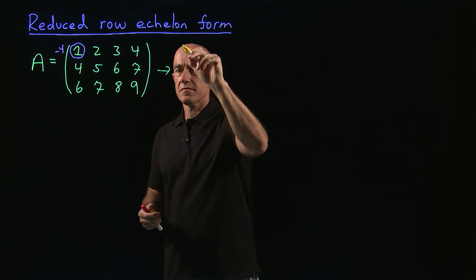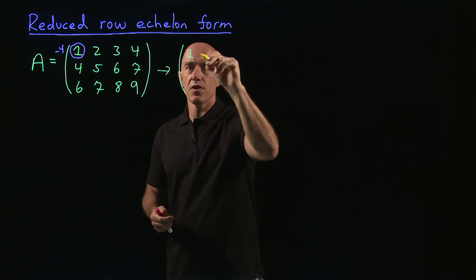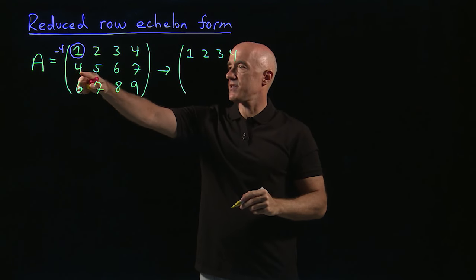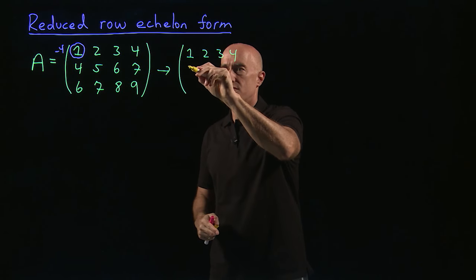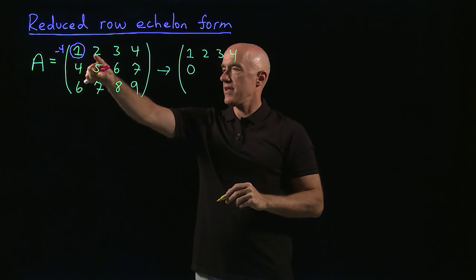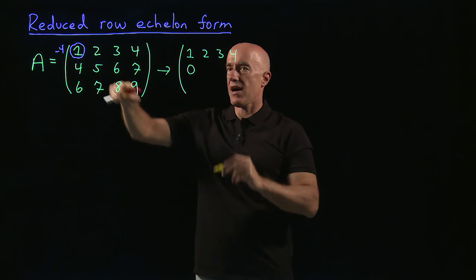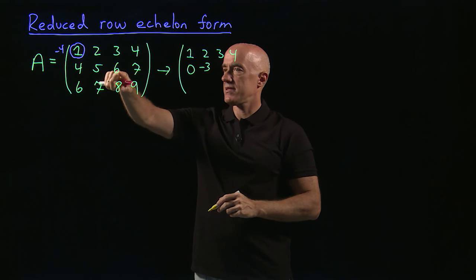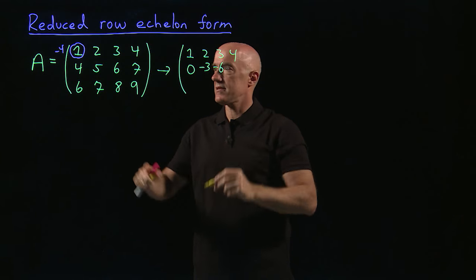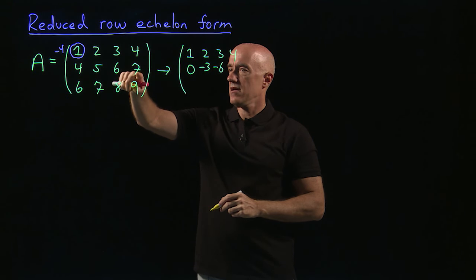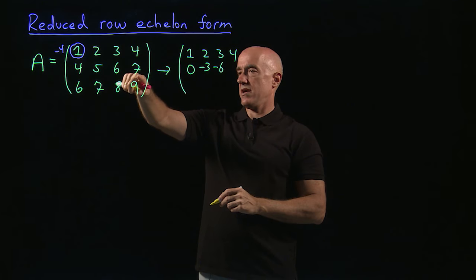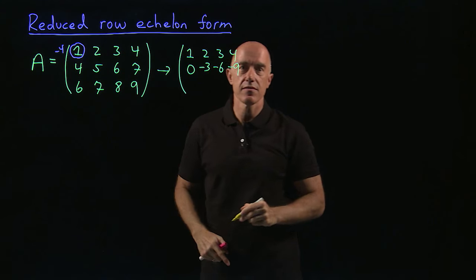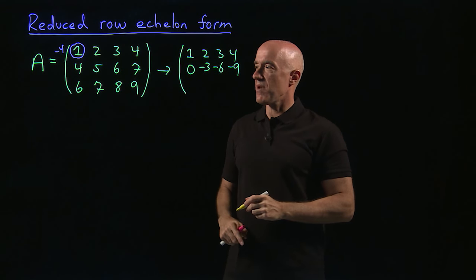So let's go. We've got 1, 2, 3, 4 in the first row. And then we multiply by minus 4 and add it to the second row. So we get our 0 here. Then minus 8 plus 5 is minus 3. Minus 12 plus 6 is minus 6. And minus 16 plus 7, right? Minus 16 plus 7 is minus 9. Okay. I have to practice my arithmetic here.